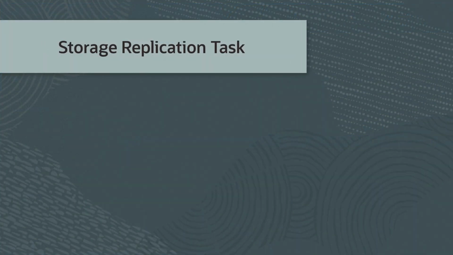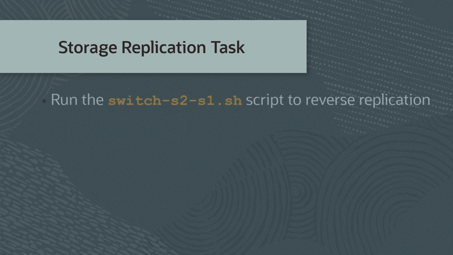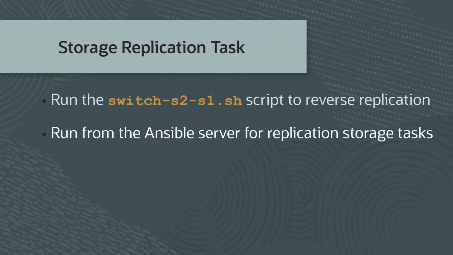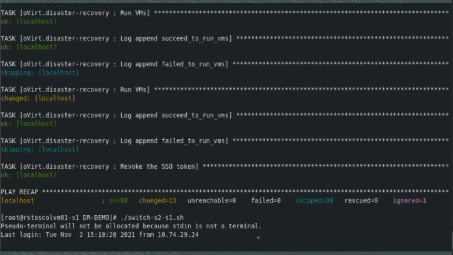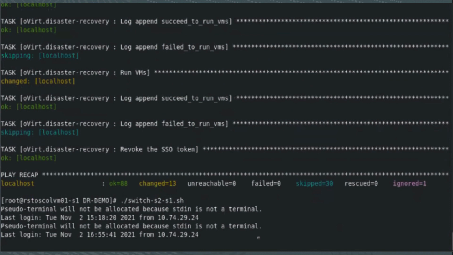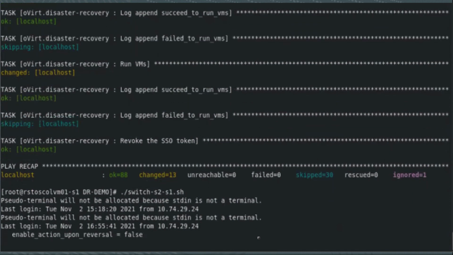Before we run the failover playbook, we need to reverse the replicated storage from the primary site to the secondary site. Though not part of the failover playbook, it needs to be done because of the way our storage appliance manages replication. The Ansible server is where we'll run the scripts for storage tasks and our playbooks. So we'll flip over to our Ansible server and run the switch-s2-s1 script to perform this reversal. After the reversal completes, we can deploy the failover playbook.